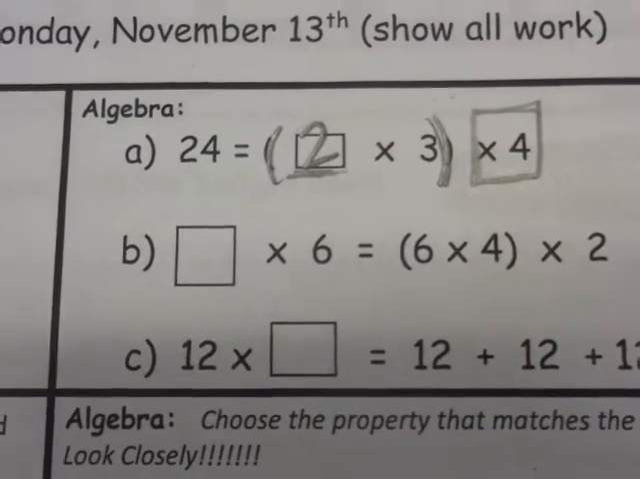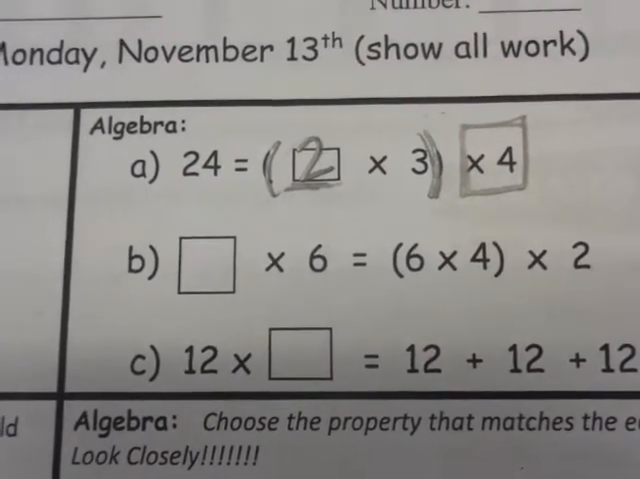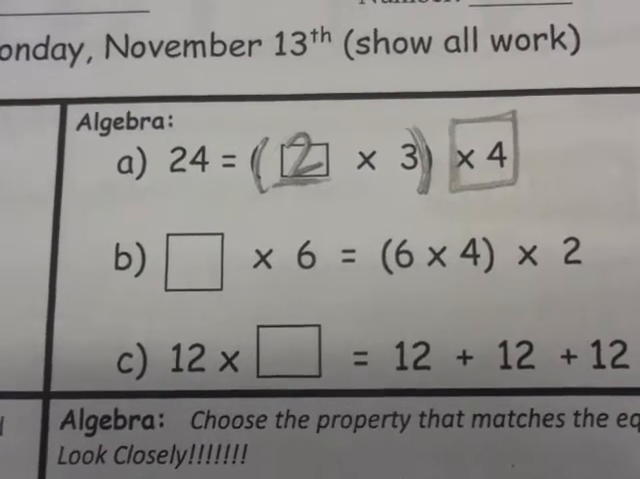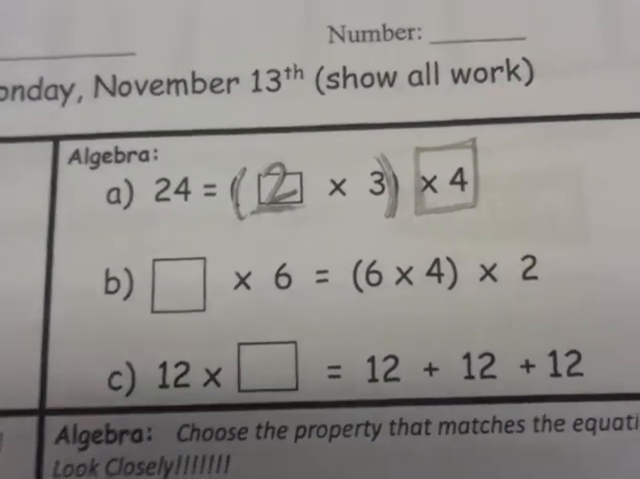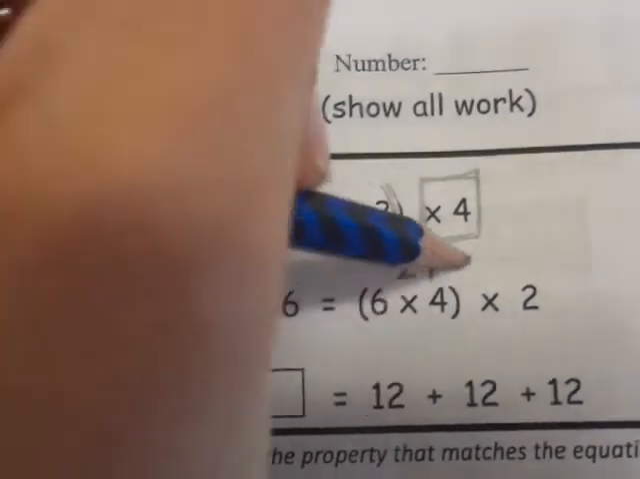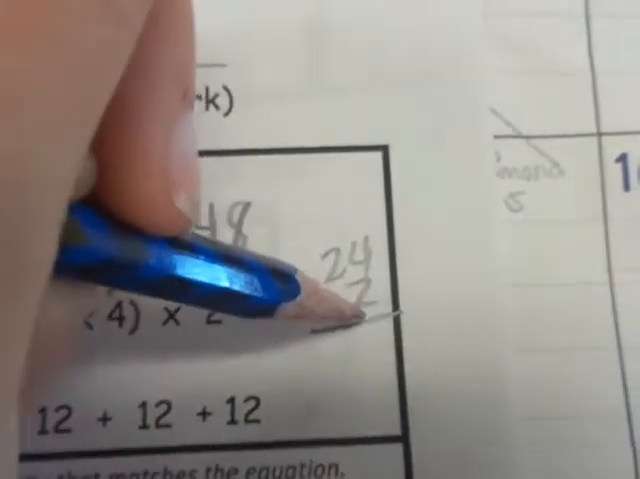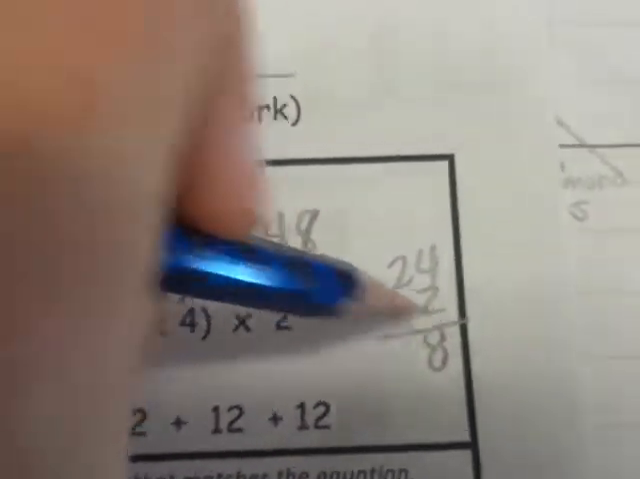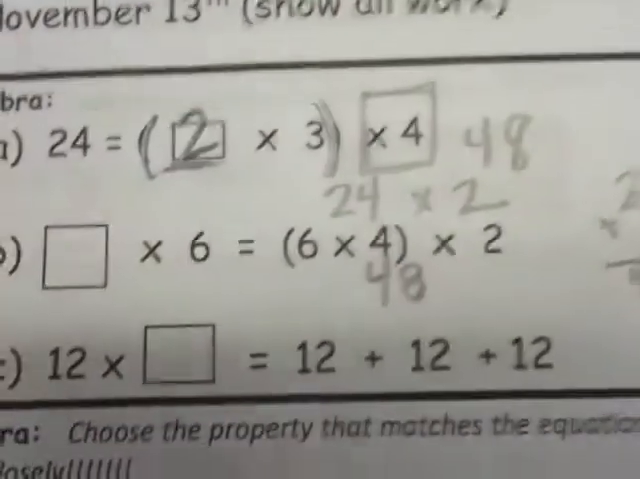Next one. Blank times 6 equals 6 times 4 times 2. So I have to solve on this side to see what my answer is. So 6 times 4 is 24. 24 times 2 is 48. And I could solve that over here for you. 2 times 4 is 8. 2 times 2 is 4. So this side equals 48.